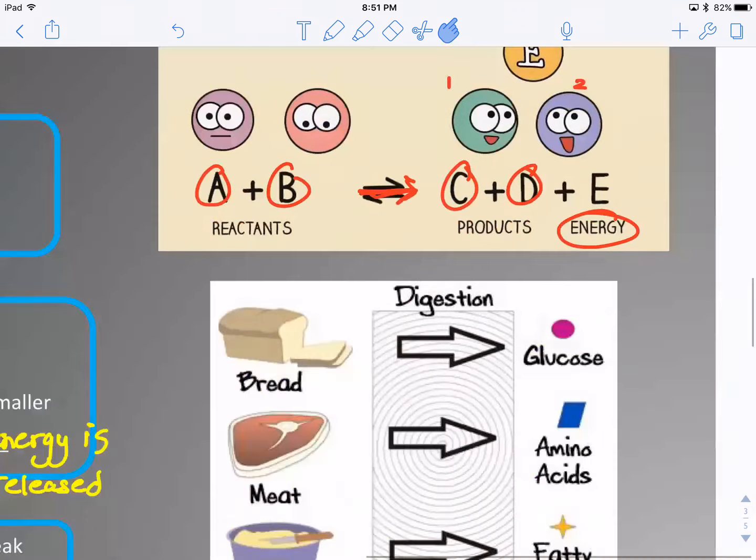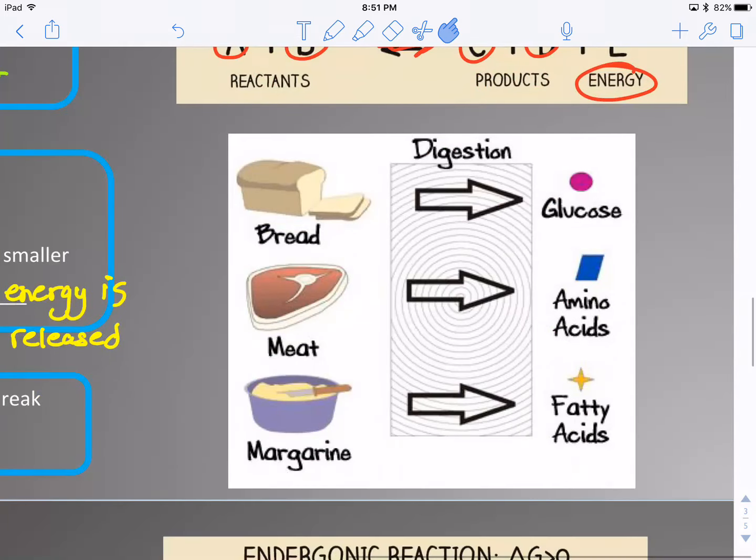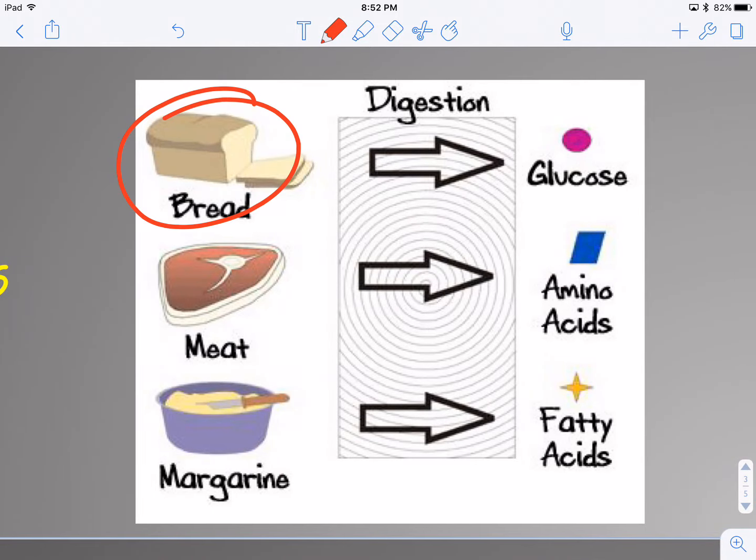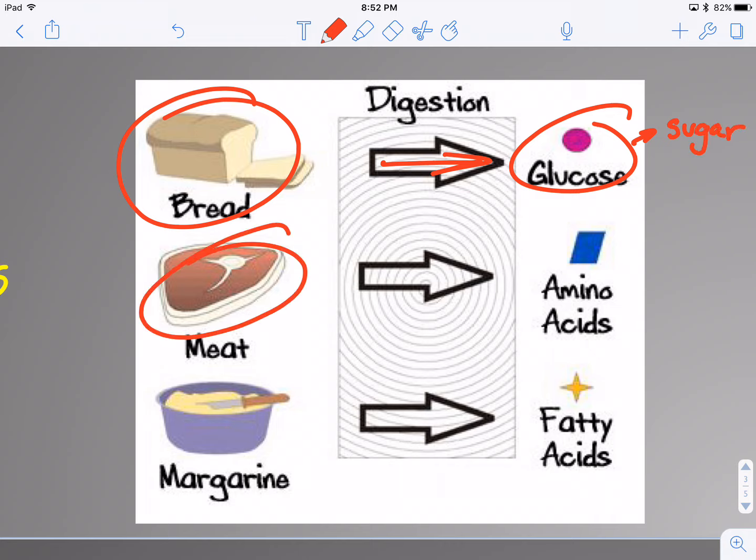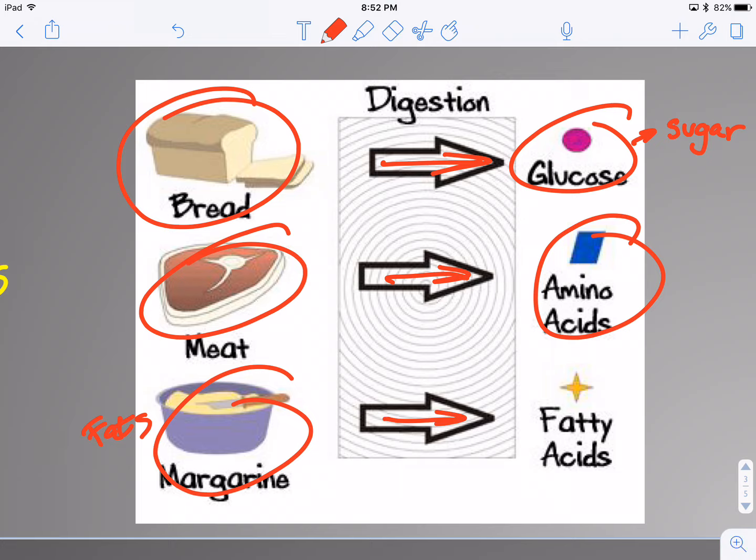And how we can imagine that this is going on in the body is basically simply by looking at this photograph. When you eat bread, this gets broken down into glucose. And if you guys remember, this is simply sugar. When you eat meats, this is broken down into amino acids. And when you eat fats, fats get broken down into fatty acids. All things that we learned about in our last chapter. But again, what all 3 of these things on the right side are is all of these plus energy.